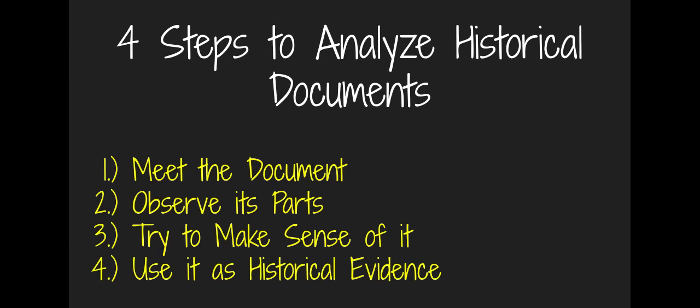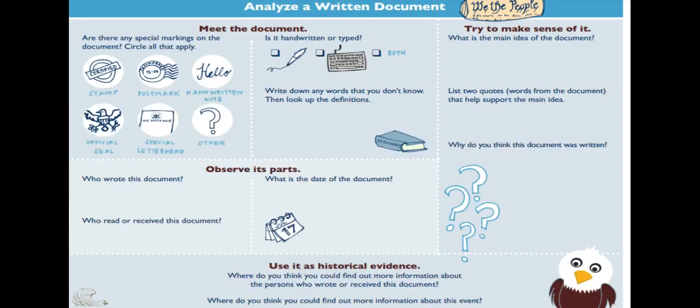So the first thing we do is we're going to meet the document. Then we're going to observe its parts. Third, we're going to try to make sense of it. And then fourth, we're going to use it as historical evidence. And we're going to go through and explain how to do this.